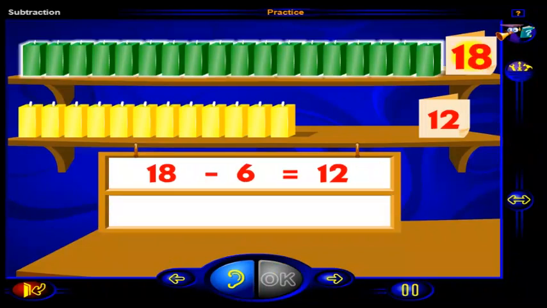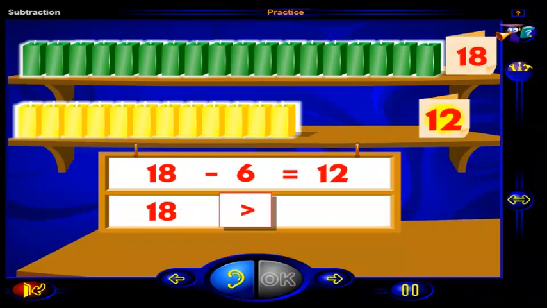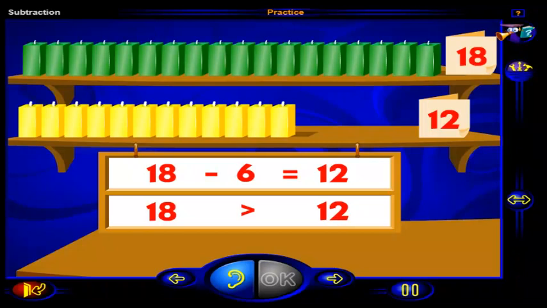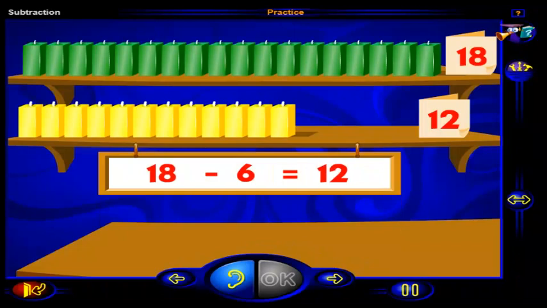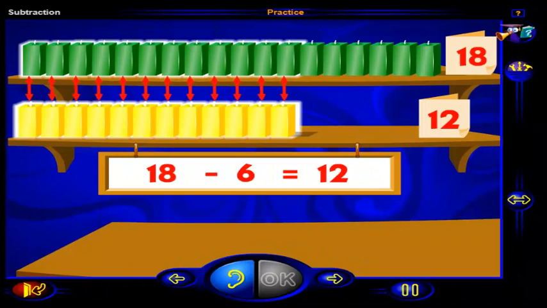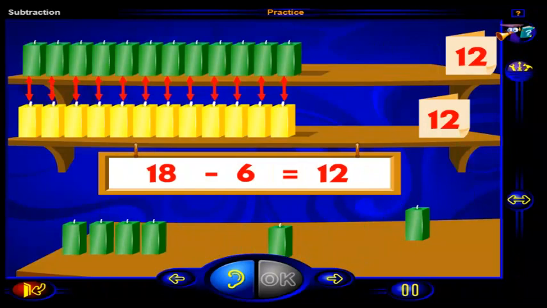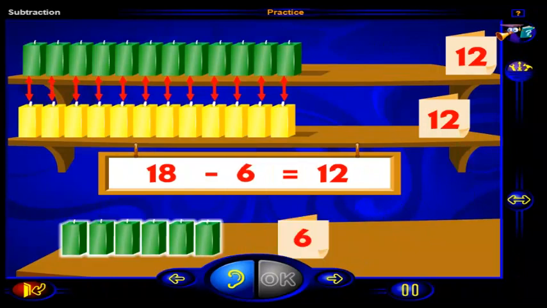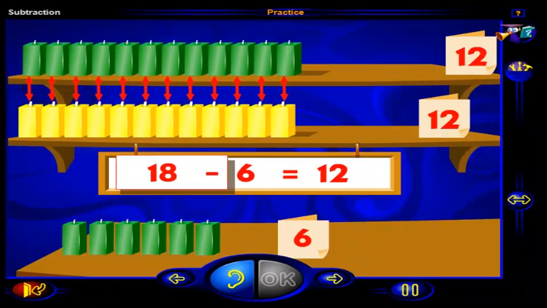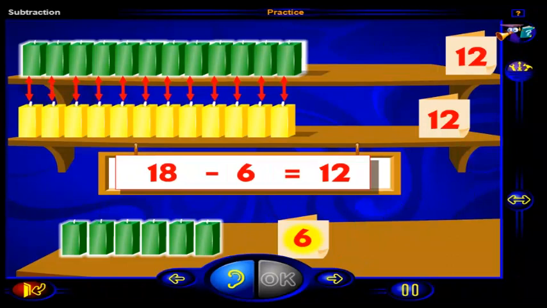The number of green candles, 18, is greater than the number of yellow candles, 12. So we take away a number from 18 to get 12. We can see that to have as many green candles as yellow candles, we need to take away this many green candles. There are 6 green candles here, so 18 minus 6 equals 12. And there are 6 more green candles than yellow candles.